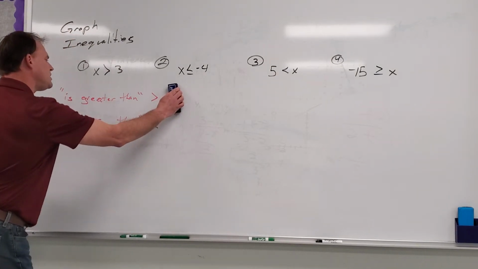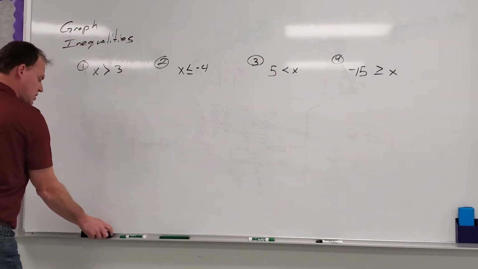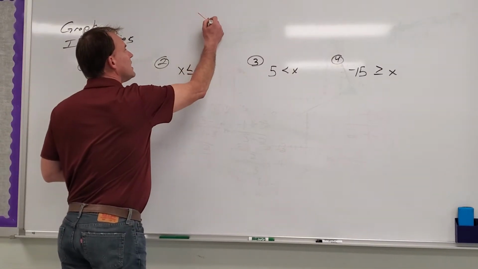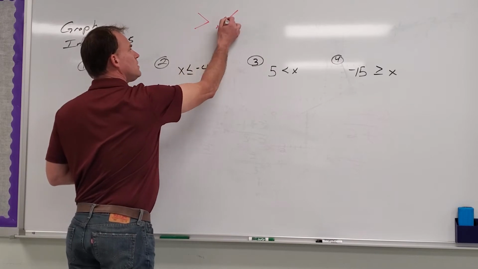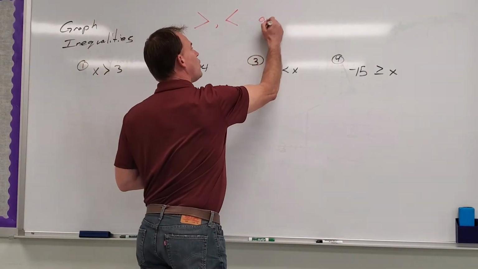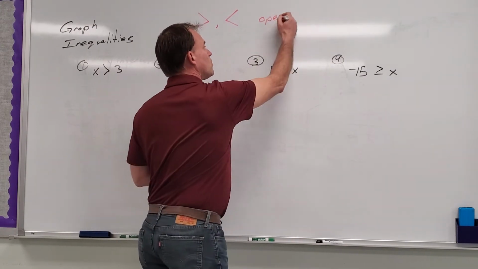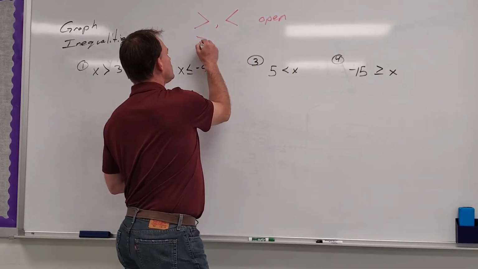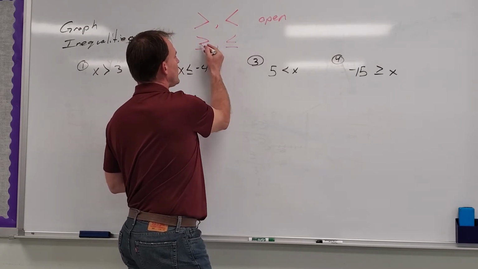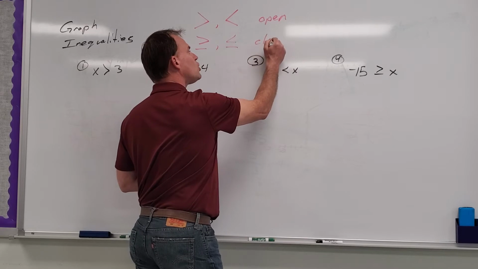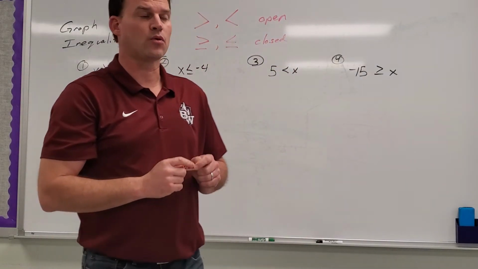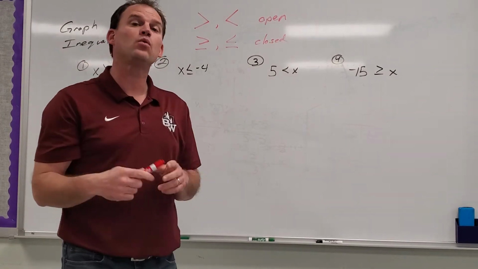So now, more importantly than just how to say them, is how to graph them. If it has this one or this one with no line underneath it, then we use an open circle. If it is one of these symbols with the line underneath it, the less than or equal or greater than or equal, then we have a closed circle when we make the graph. The closed circle is because of the equal to sign.